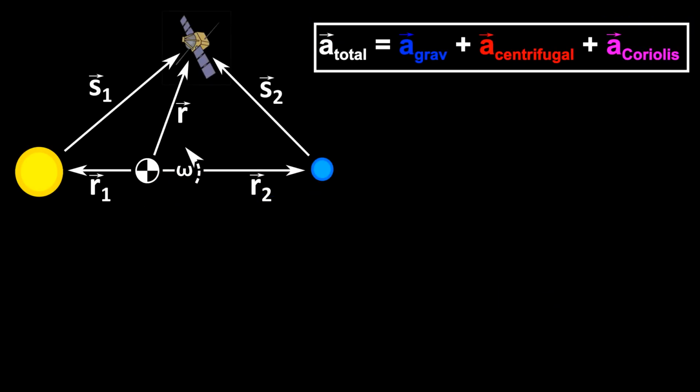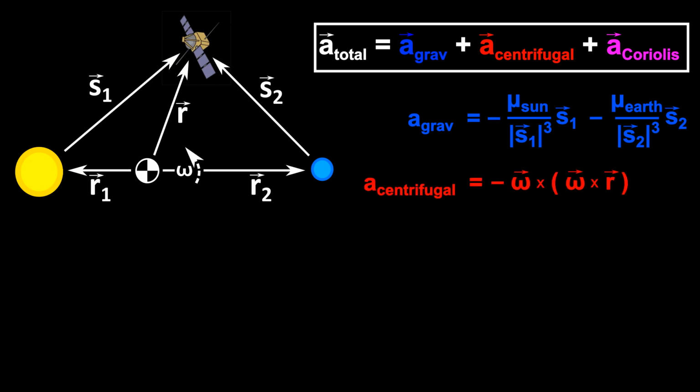In this situation, we are only concerned with the gravitational acceleration, the centrifugal acceleration, and the Coriolis acceleration. The Coriolis acceleration is only non-zero when the spacecraft has a non-zero velocity in the rotating reference frame. Since we're interested in stationary points in the rotating reference frame, we can set the velocity to zero and ignore the Coriolis acceleration. This leaves us with just the gravitational and centrifugal accelerations, which both only depend on the spacecraft's position in the rotating reference frame.